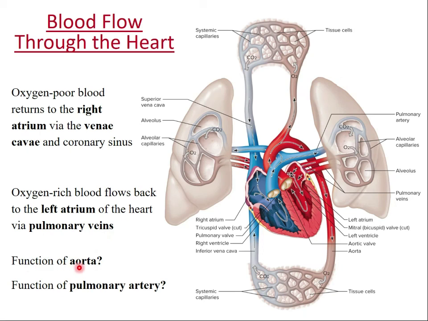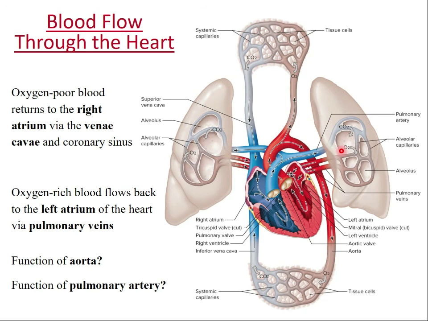So what is the function of the aorta? The function of the aorta is to send oxygenated blood throughout the body in the systemic circuit. The function of the pulmonary artery is to send deoxygenated blood back into both of the lungs.